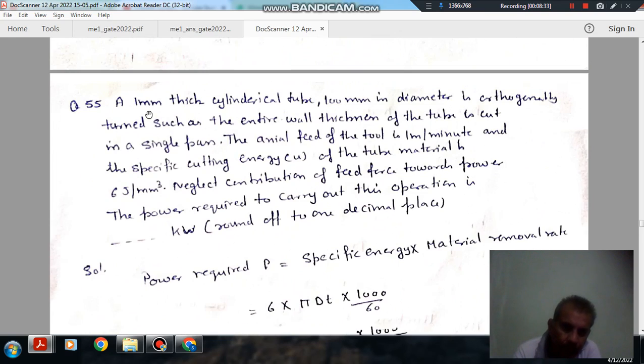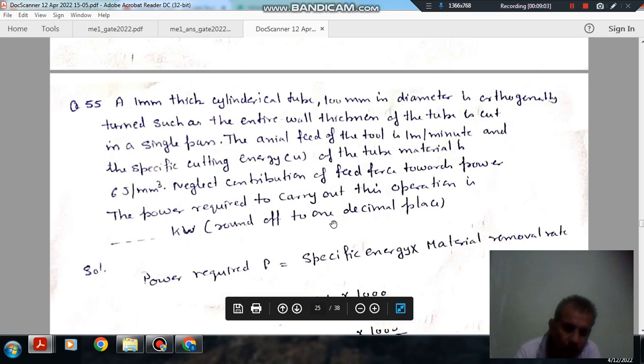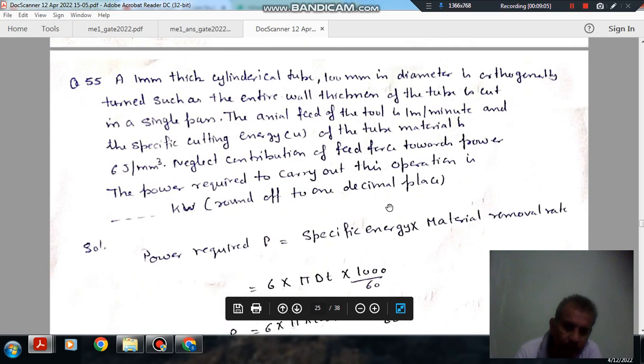Next, a 1 mm thick cylindrical tube 100 mm in diameter is orthogonally turned such that the entire wall thickness of the tube is cut in a single pass. The axial speed of the tool is 1 meter per minute, and the specific cutting energy U of the tube material is 6 joule per mm cube. Neglect the contribution of feed force towards power. The power required to carry out this operation is dash kilowatt, round up to 1 decimal.